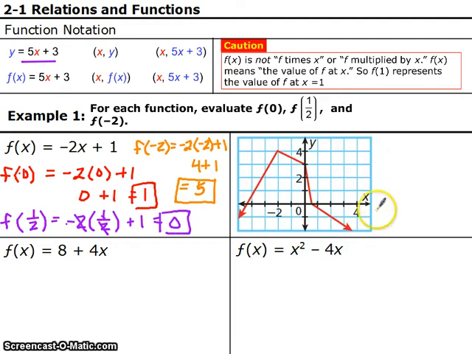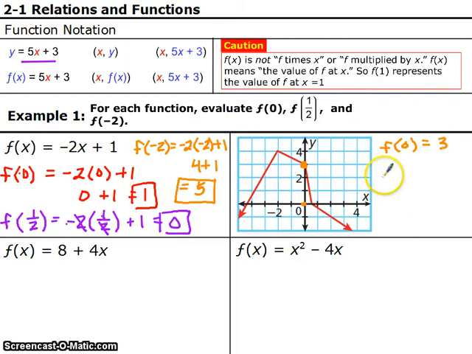Okay, if you're given a graph, this is kind of an interesting way that they like to do this problem. So f of 0, you go where x is 0. So this is where x is 0 on the x-axis, but we don't want to know that. We want to know what is the y value where x is 0. So you kind of have to map it up to where the graph is. So 0 maps up to right here. What's the y value there? 3. f of 0 equals 3.